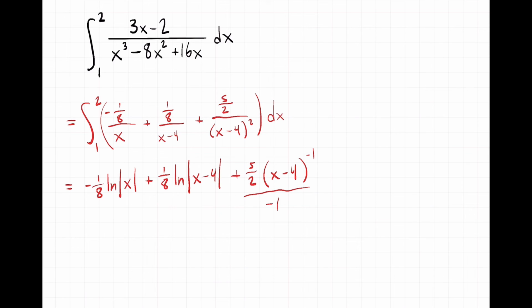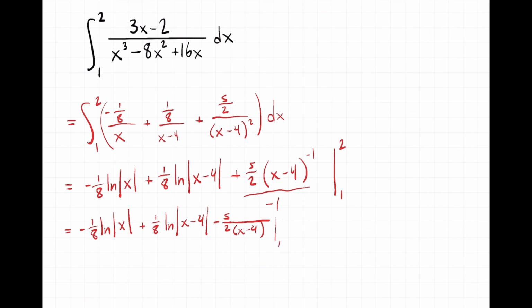Okay, we have our antiderivative here, and we'll just need to write down our bounds, 1 and 2. I would like to clean this up as much as I can before I actually start plugging my bounds in. So this is negative 1/8 natural log of the absolute value of x plus 1/8 natural log of the absolute value of x minus 4 minus 5 halves. And it's actually over x minus 4, so I'll just put the x minus 4 being multiplied by the 2 right there. Going from 1 to 2.